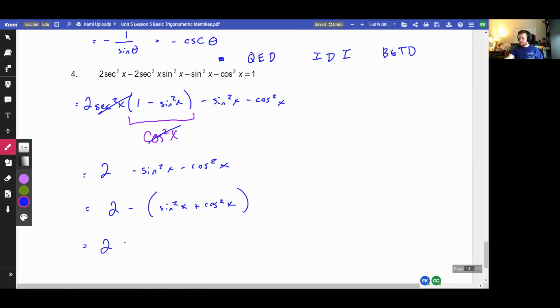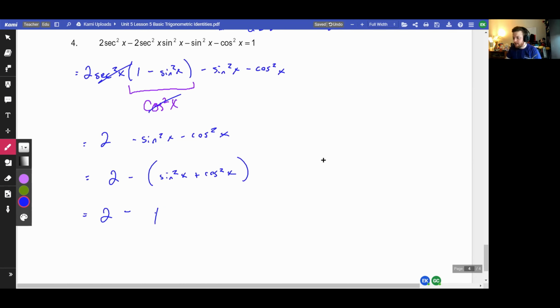All right. So 2 minus, we have our Pythagorean identity. That's 1. Nice. 2 minus 1. That is 1. No, it's 1. Boom. 1. Nice.